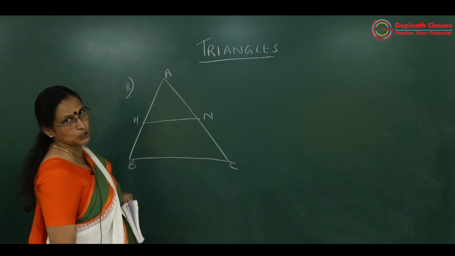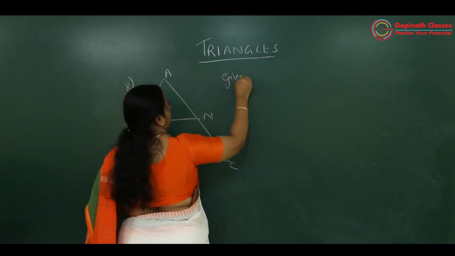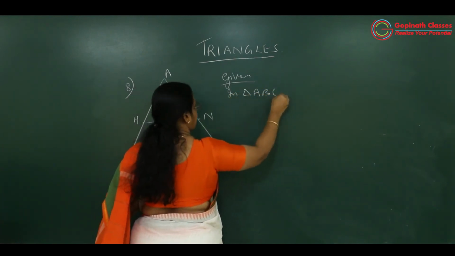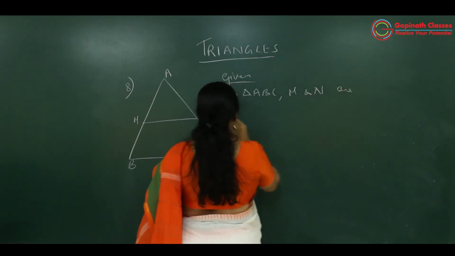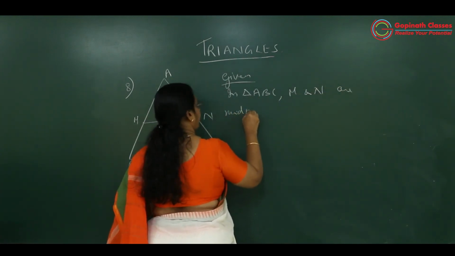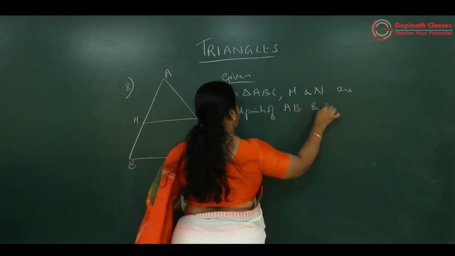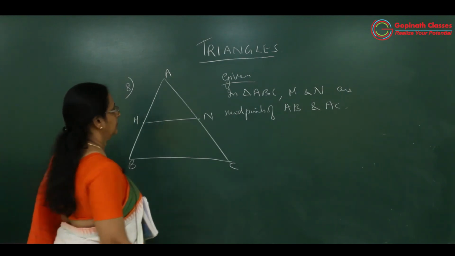So given and prove should be very clear in the 8th question. It's ulta, given. क्या given है? In triangle ABC, M and N are midpoints of AB and AC.